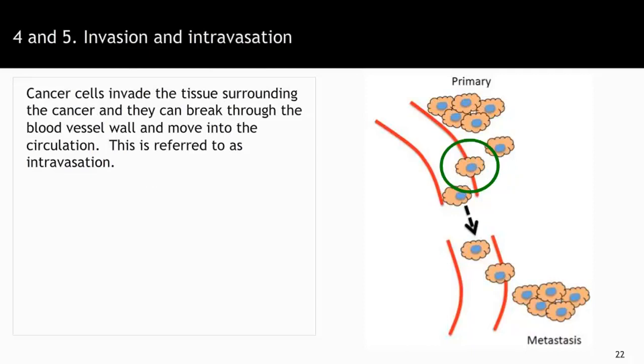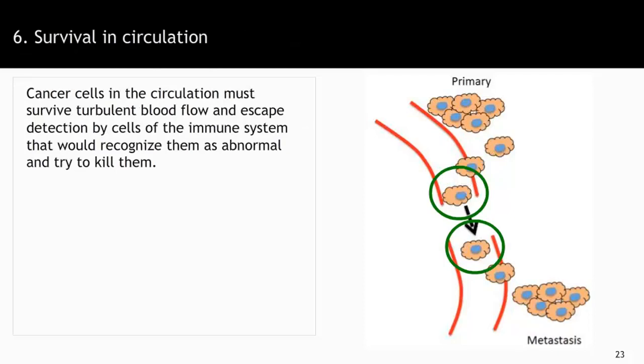The next steps in metastasis are invasion and intravasation. Cancer cells invade the tissue surrounding the cancer, and then they break through the blood vessel wall and move into the circulation. This breaking through the blood vessel wall is referred to as intravasation. The next step is survival in the circulation. Cancer cells in the circulation must survive turbulent blood flow and escape detection by cells of the immune system that would recognize them as abnormal and try to kill them.